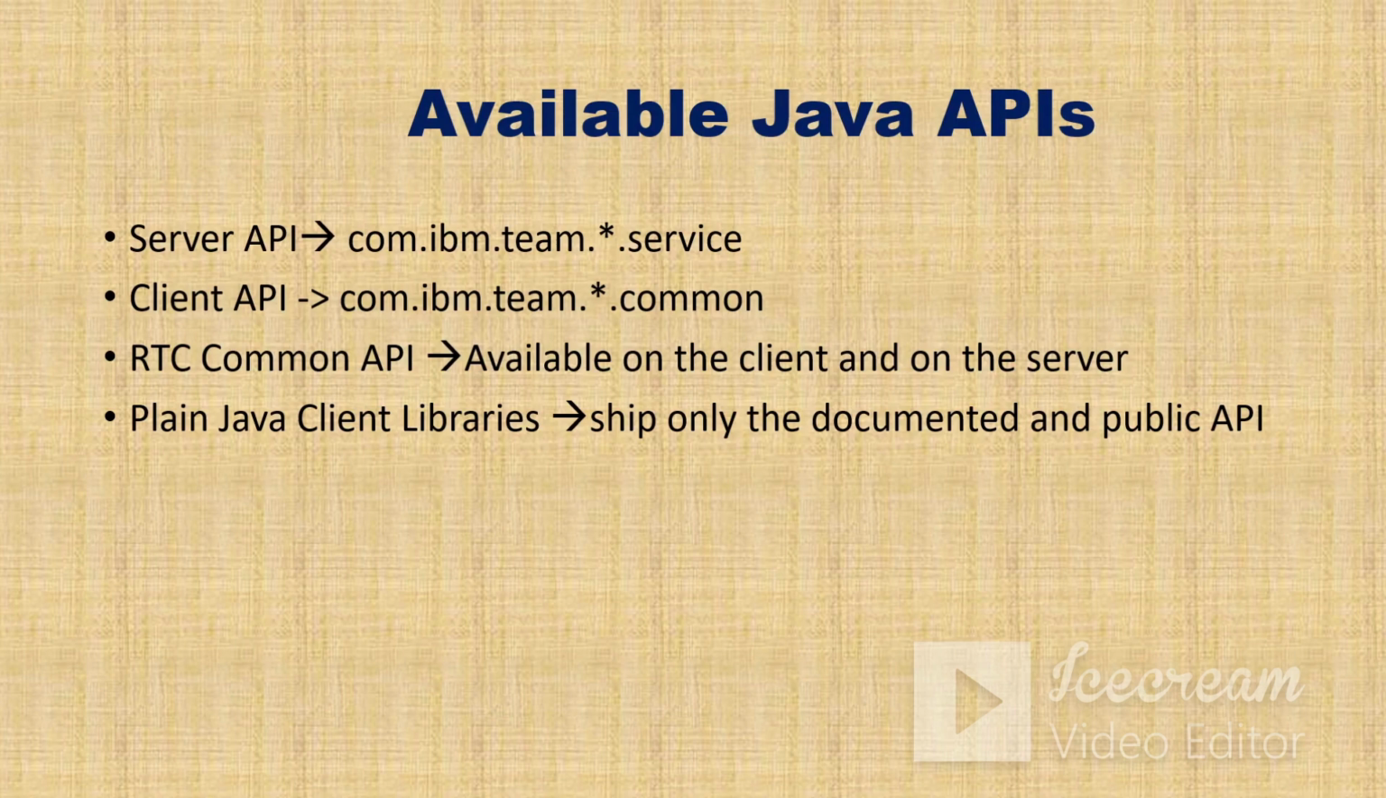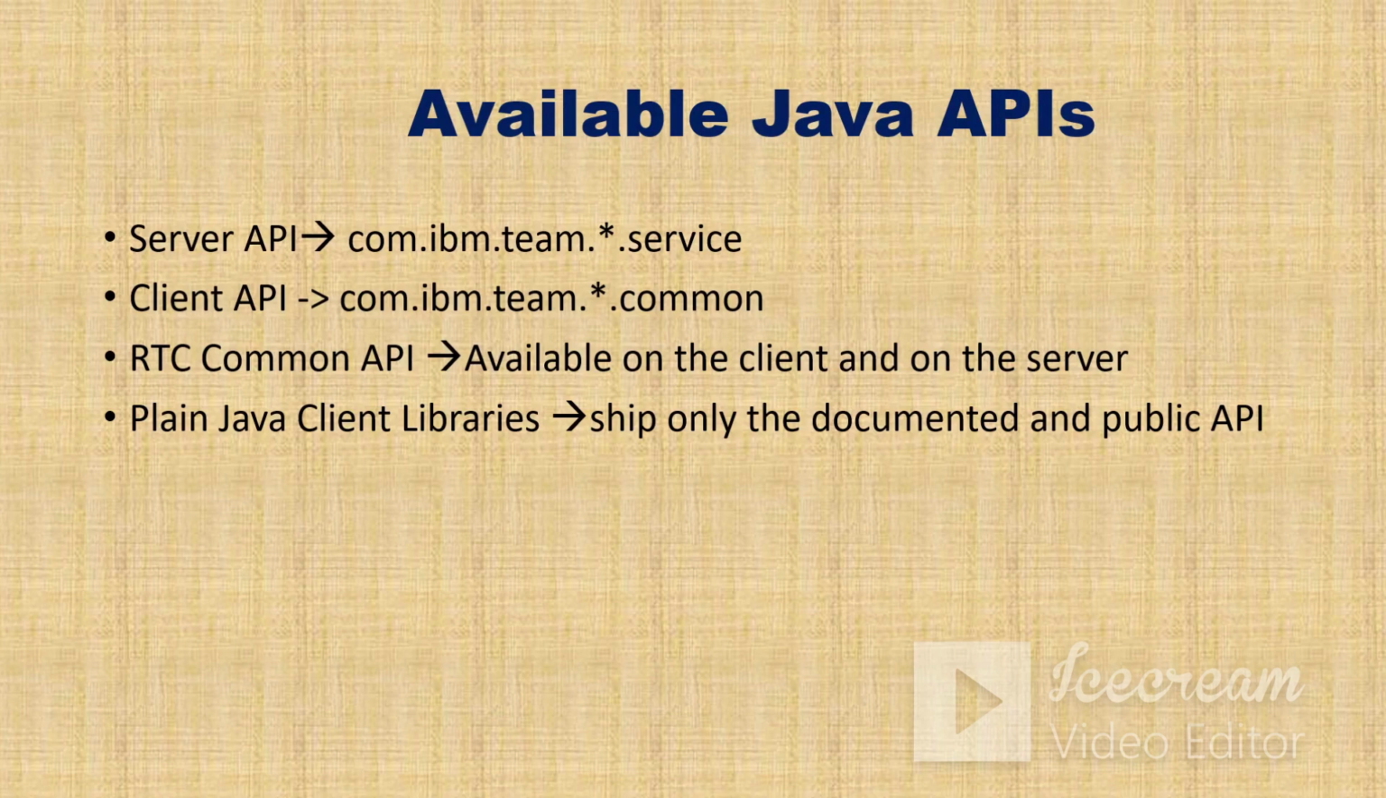Next, the RTC server API. The RTC server API is used in extensions to RTC that are deployed on the server. Examples for this kind of extension are Operation Advisor, Operation Participant, Server Task, and other extensions that run on the server. The RTC server API is shipped with the RTC SDK that you set up to have an environment for development. This API is typically found in packages called com.ibm.team.star.service, and the interfaces are usually named as star service or star server. For example, work item server.